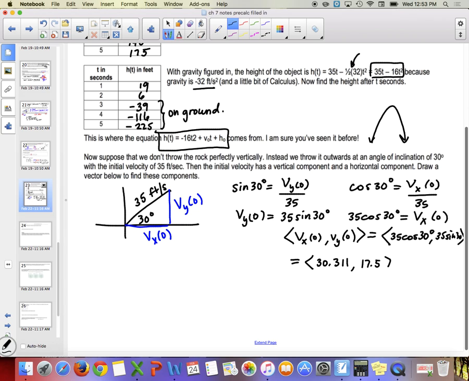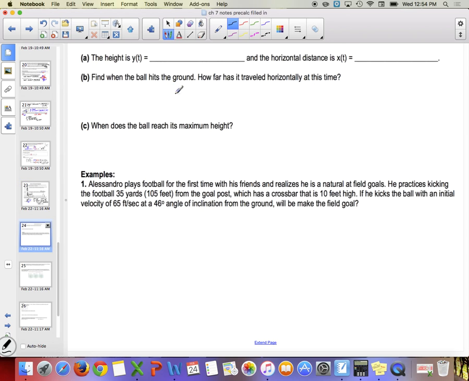Okay. So really what we're saying is that along the diagonal it's going 35 feet per second, but vertically it's going 17.5 feet per second, and horizontally it's going 30.311 feet per second. Do you guys understand that concept? It's not going the same speed horizontally, like out and up. It's kind of weird. All right, so it's related definitely to the component form that we've talked about before.